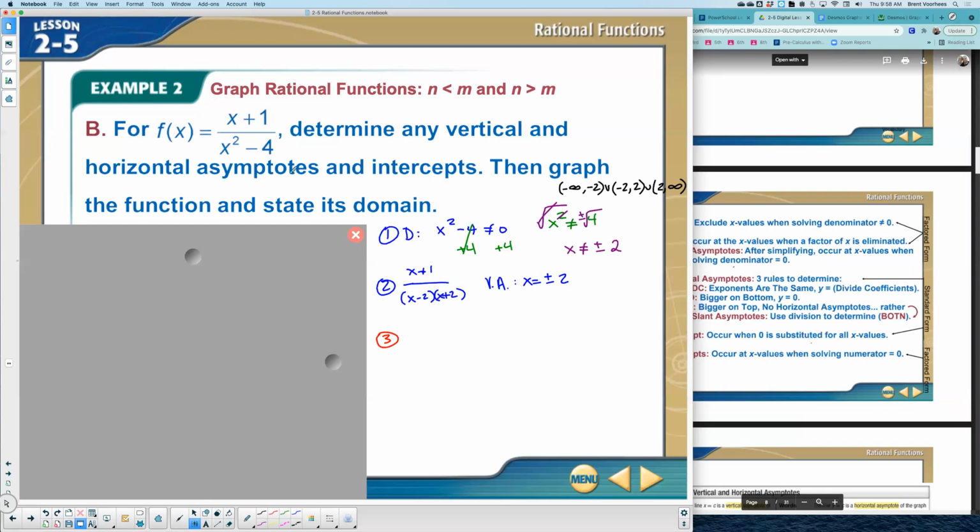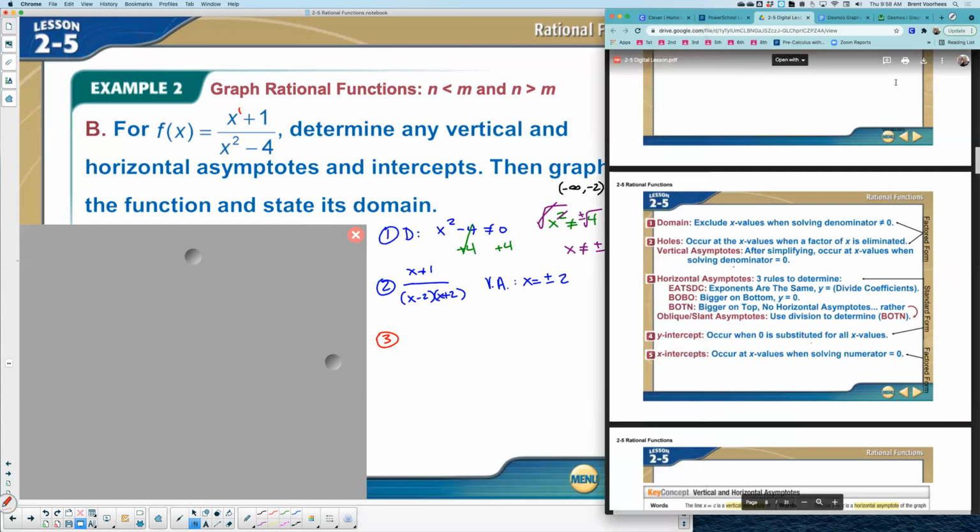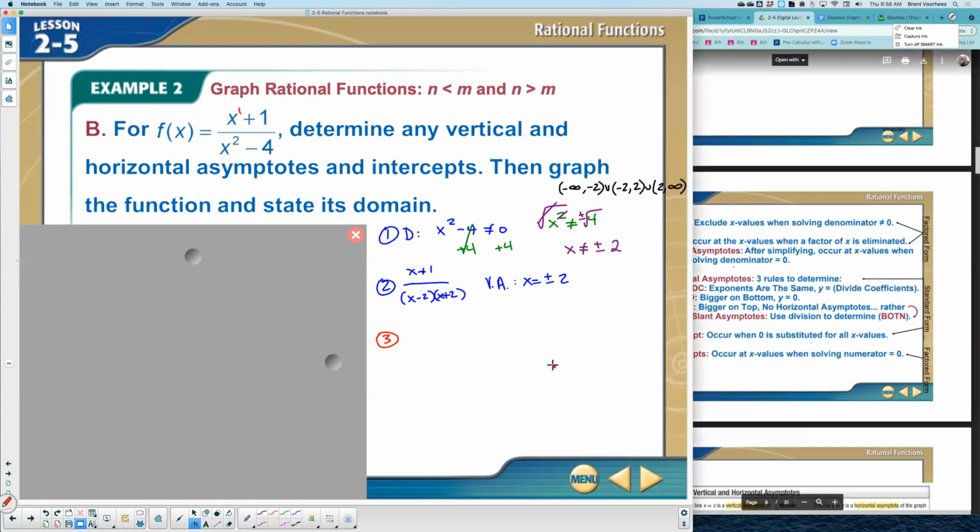My horizontal asymptote. Check out your powers. Are my powers bigger on top, bigger on bottom, or are the exponents the same? Bigger on bottom. The rule for bigger on bottom looks like Bobo. So if it's bigger on bottom, y equals 0. So the horizontal asymptote here is y equals 0 because we were bigger on bottom.